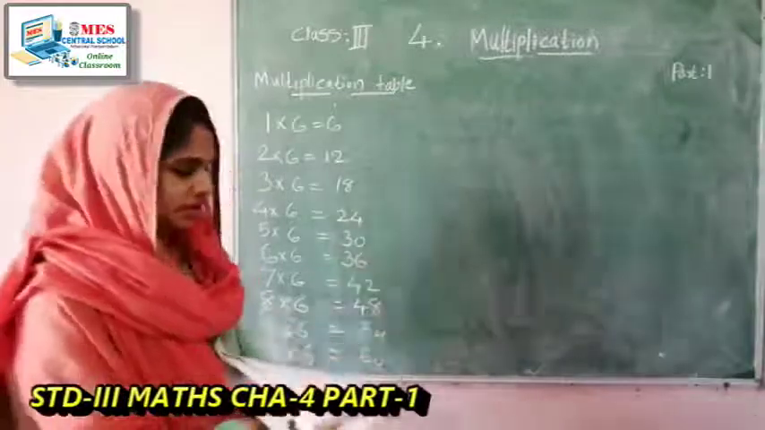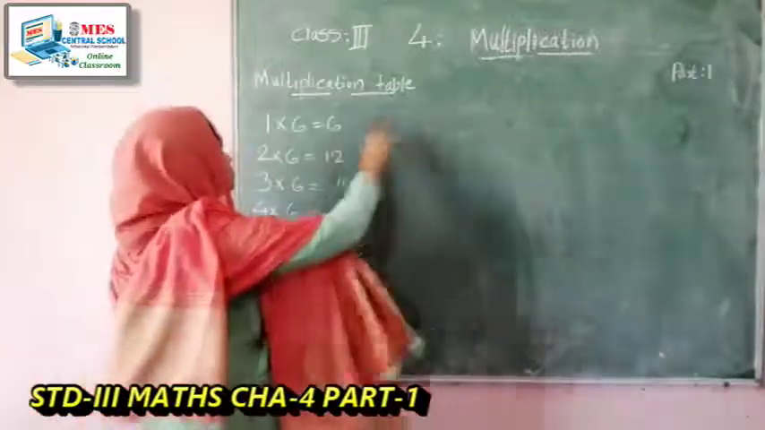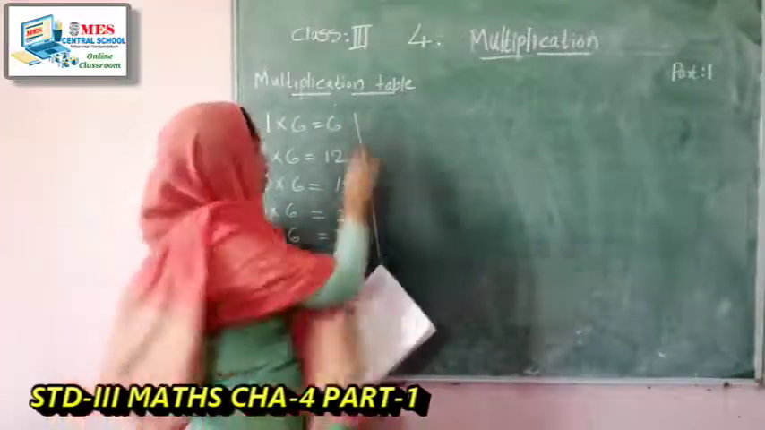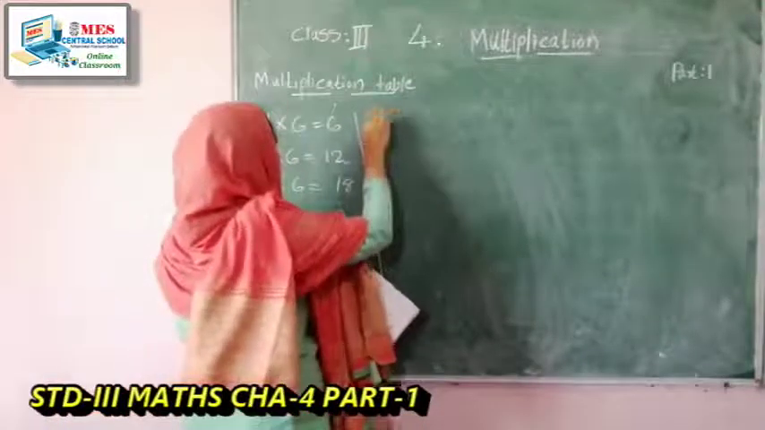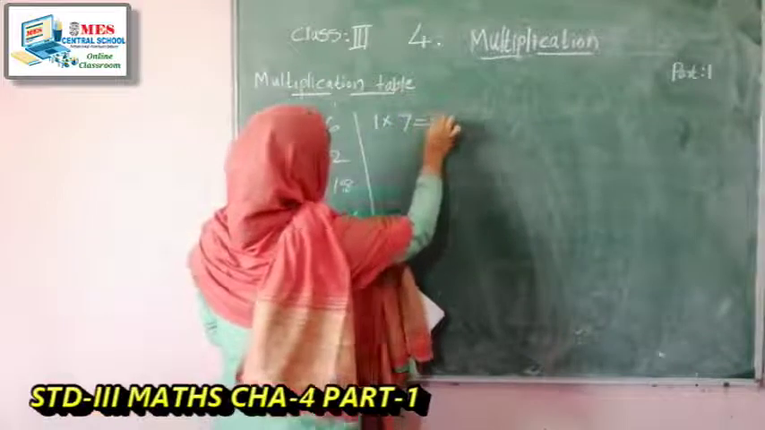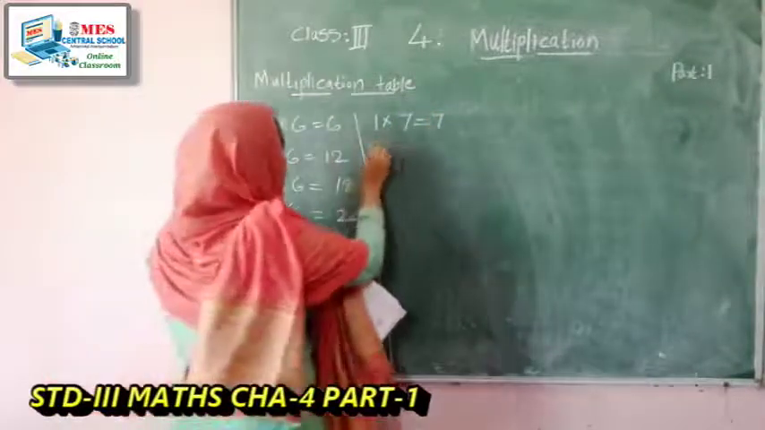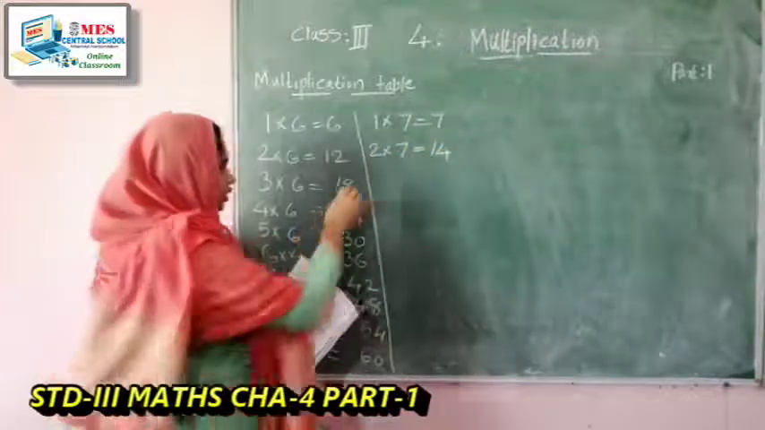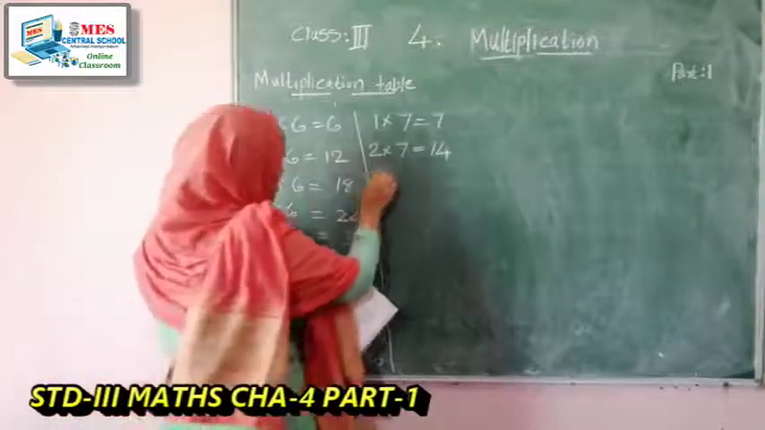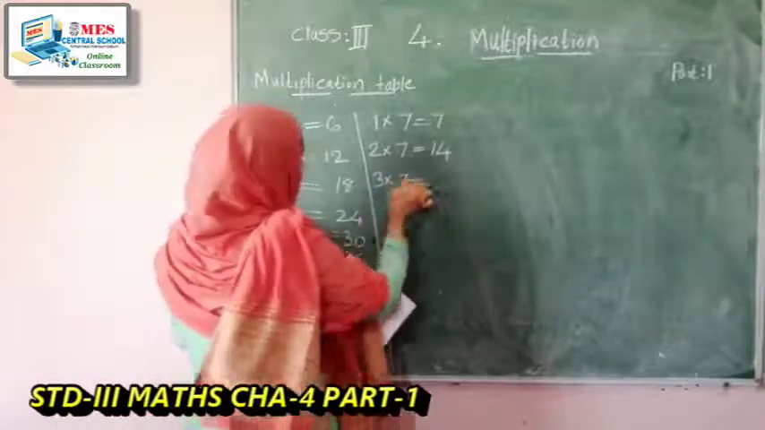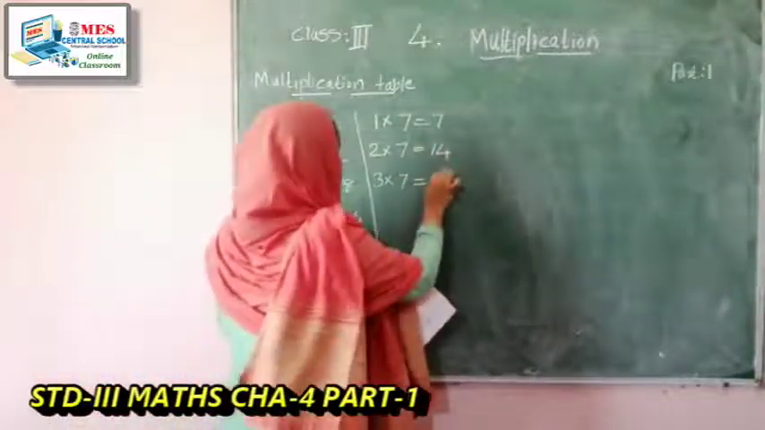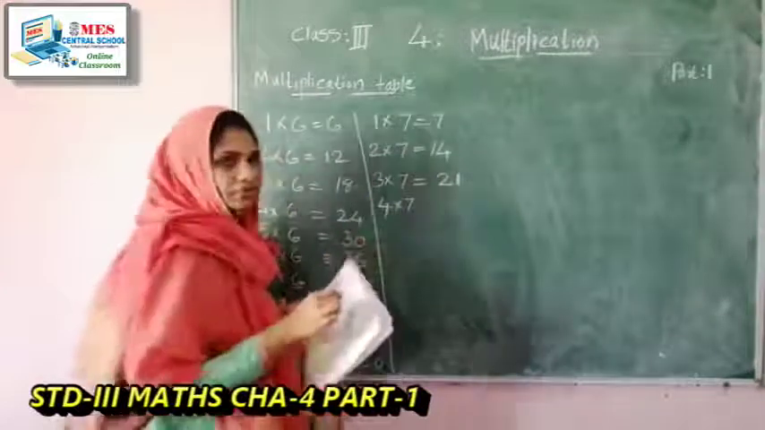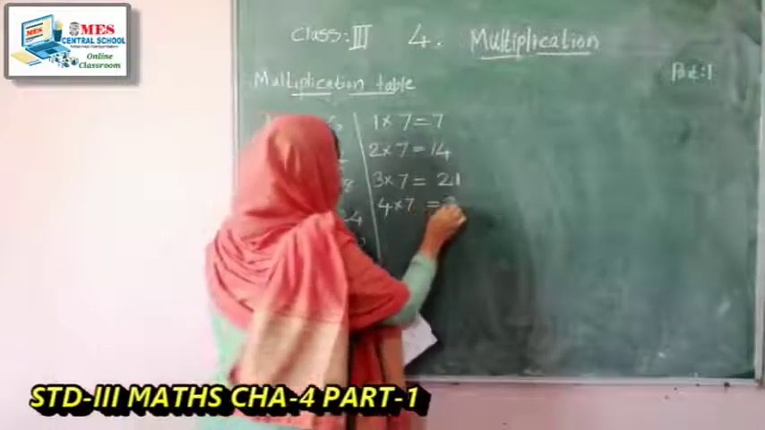Next is table of 7, that is page number 61. 1 7 is 7. 2 7 14, that is 7 plus 7, 14. 3 7 means 7 plus 7 plus 7, that is 21. 4 7, 7 plus 7 plus 7 plus 7 is equal to 28.